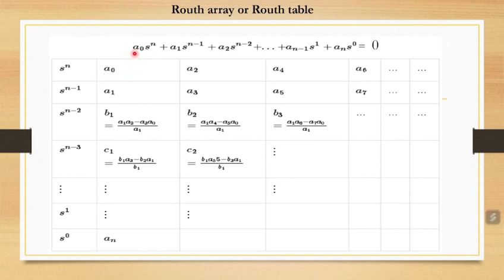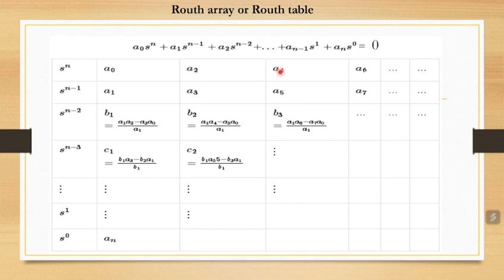First we'll take a naught and fill the first element. Then we will take the very next alternate element. For example, the first element is for s power n, and I'll take the coefficient of s power n minus 2 and fill the second element in the first row. Then similarly, the next element will be taken.